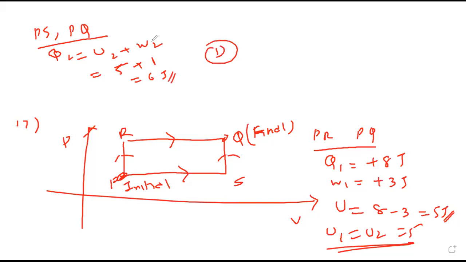D option. See, the only difficulty again is absorbed versus released. Be careful. Released means negative, absorbed means positive. Fortunately here only the numerical value matched, 6. So you will mark the absolute answer obviously. But plus 6 or minus 6, then you have to be careful. So for the 17th we got the answer as 6 Joule.